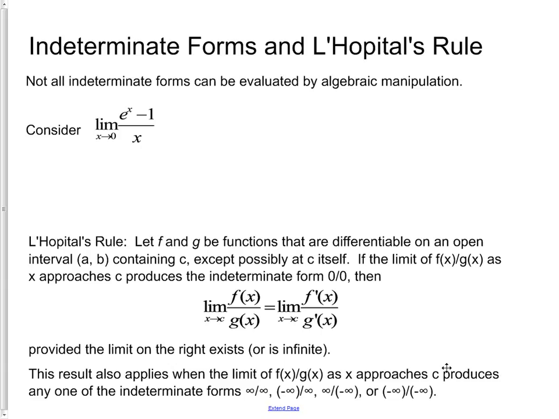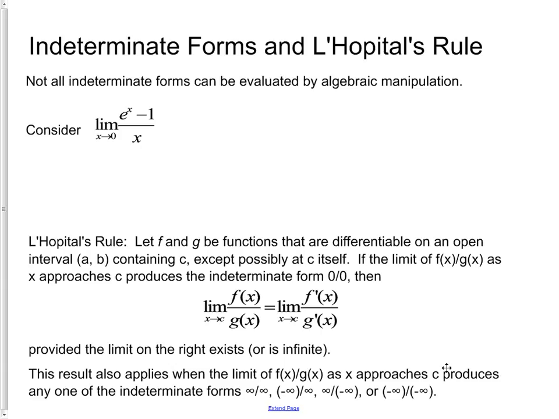Check out (e to the x minus 1) over x. Well, e to the x minus 1 is not going to factor into anything good that will cancel, and certainly there's really not much we can do to multiply the numerator and denominator by some other clever form of 1 to rewrite this expression and evaluate its limit. So what do we do? Well, a long time ago, a person by the name of L'Hopital came up with an idea.